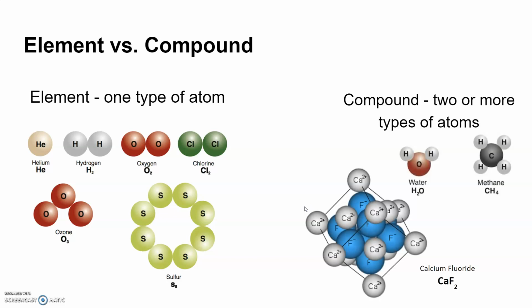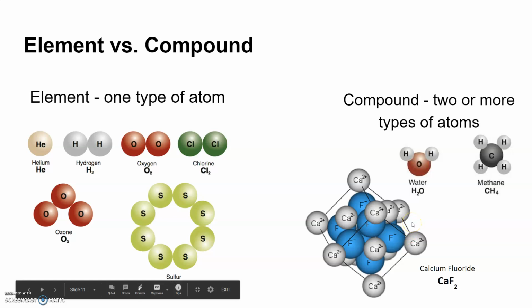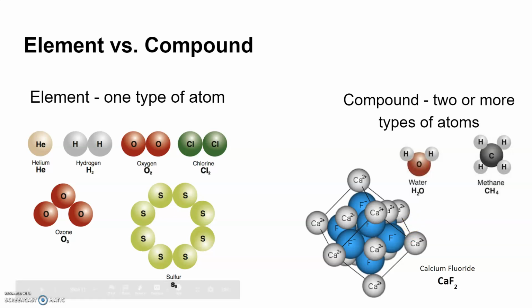On the other hand, a compound is made up of 2 or more different types of atoms. So water is made up of oxygen and hydrogen. Methane is made up of carbon and hydrogen. Calcium fluoride is made of calcium and fluorine, for example. So if you have more than one type of atom, then you are dealing with a compound.